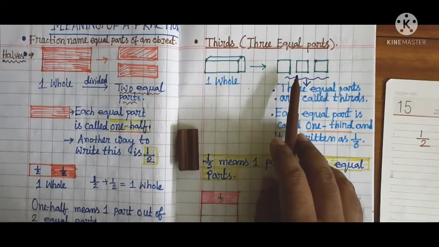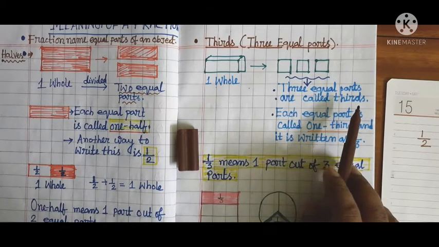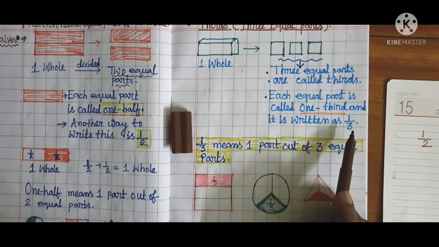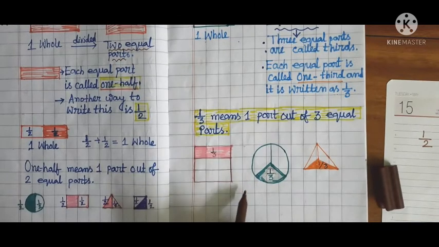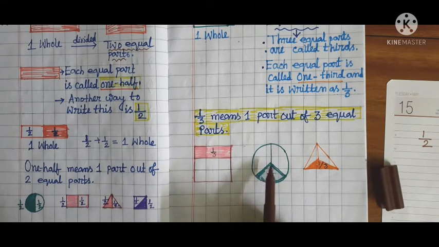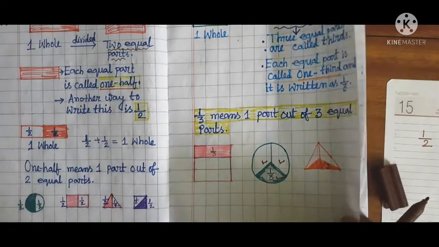One whole bread divided into three equal parts. Then the three equal parts are called thirds, and each equal part is called 1/3, written as 1/3. Therefore 1/3 means one part out of three equal parts. We can see some pictures to show 1/3. You can see 1/3 in this picture. Next it is also 1/3: the whole is divided into three equal parts and one part is called 1/3. Similarly in this picture.